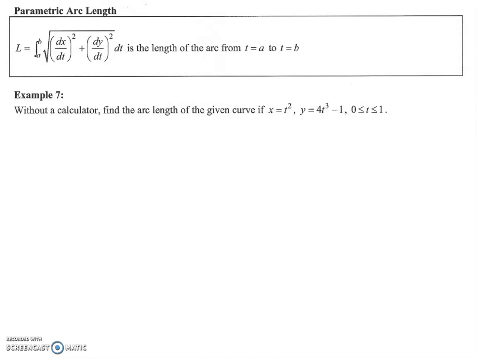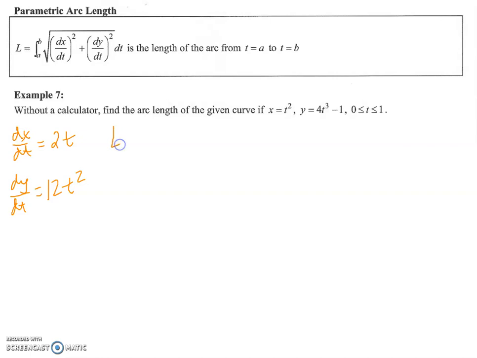Alright, so they've given us an x equation and a y equation, and they've told us the a and b values. So the first thing I'm going to do is find x prime and y prime. So we have dx/dt is going to equal, we're just going to do the power rule, so we've got 2t, and we have dy/dt is equal to 12t squared.